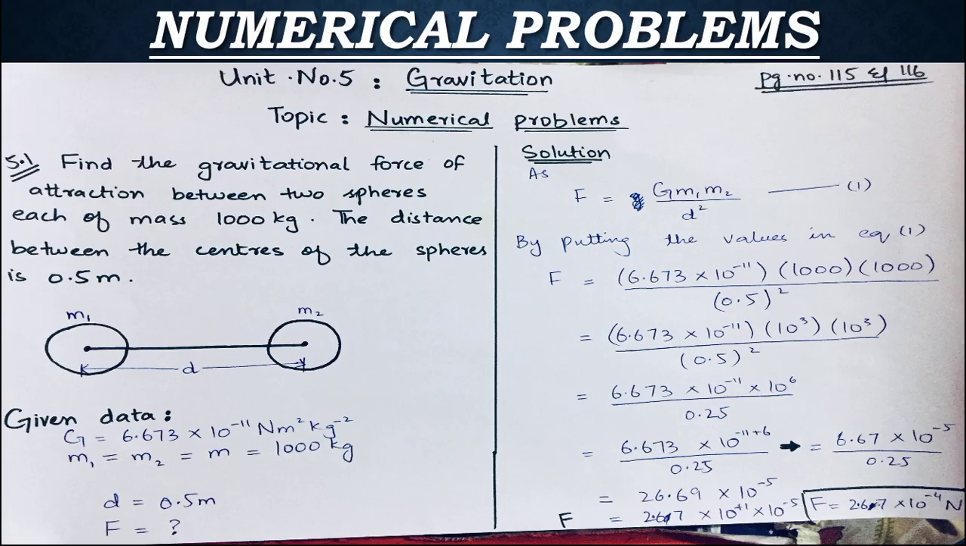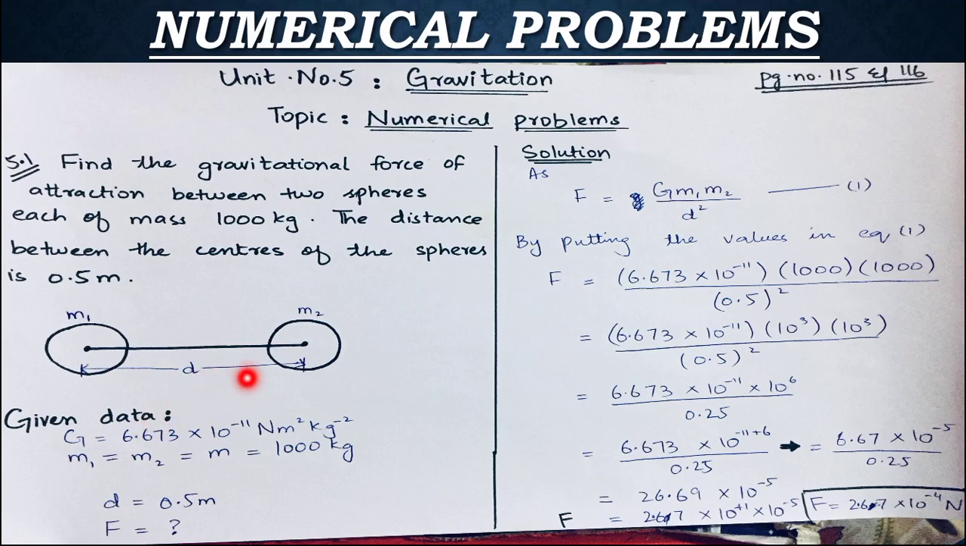So let's get started. The first problem we have on page number 115 of your textbook is: find the gravitational force of attraction between the two spheres, each of mass 1000 kg. The distance between the centers of the spheres is 0.5 meter. There are two masses named m1 and m2. Both have the same mass which is 1000 kg, and the distance between them is 0.5 meter.